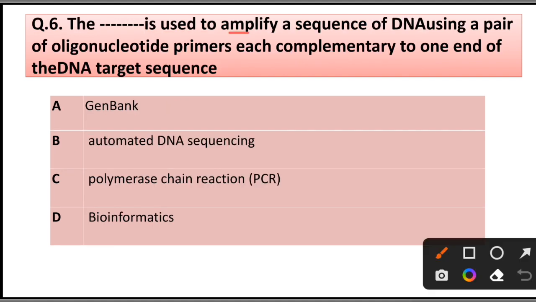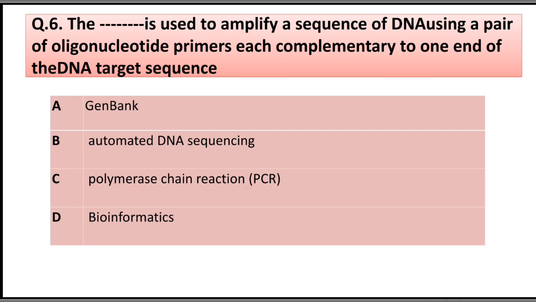Question number 6. The dash is used to amplify a sequence of DNA using a pair of oligonucleotide primers, each complementary to one end of the DNA target sequence. Gene bank, automated DNA sequencing, polymerase chain reaction, bioinformatics. Correct answer is option C, polymerase chain reaction is used to amplify a sequence of DNA.